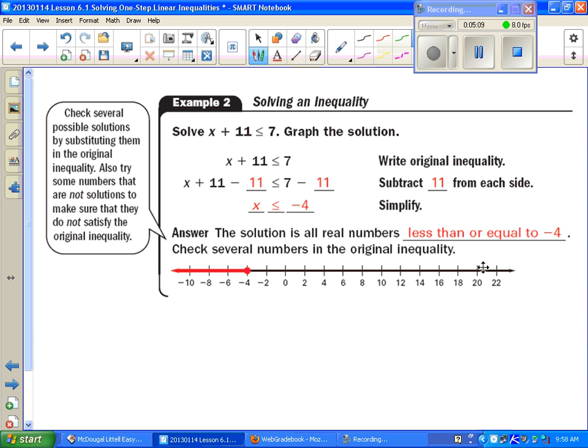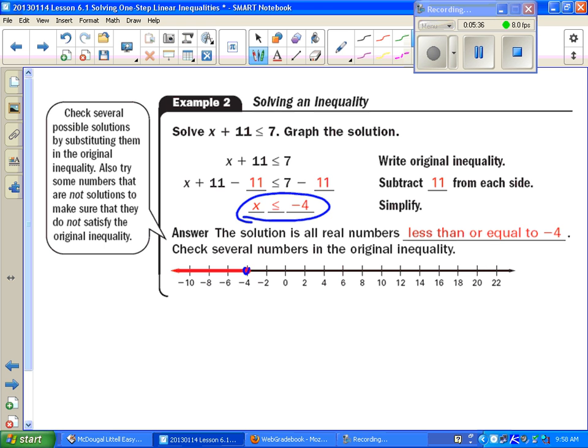Example number 2 says solve x plus 11 is less than or equal to 7 and then graph it. I said x plus y, I meant x plus 11. Get rid of plus 11 by subtracting 11 on both sides, and that's the step here, subtracting 11. And then you have x is less than or equal to -4. Notice the symbol stays the same, less than or equal to. So the solution is all real numbers that are less than or equal to -4.